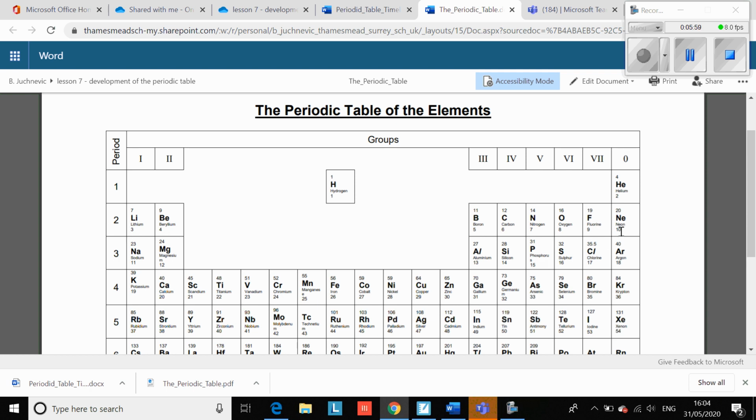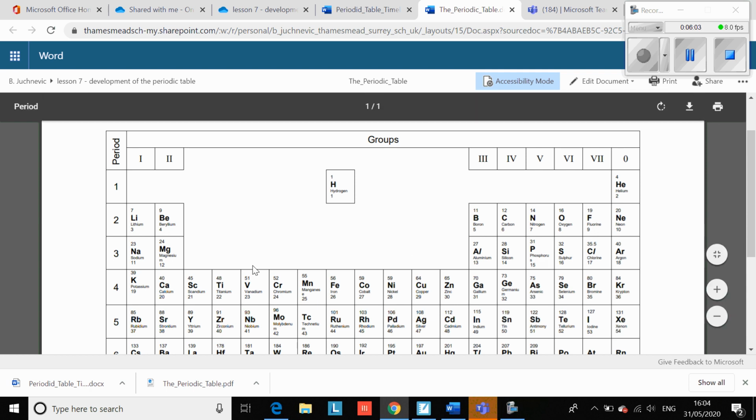For example, we get to 10 here. Why doesn't it just go 11, 12, 13? Why does it then go back here, 11, 12, and then we get to 18? Why does it go back to 19 down here? And then we get to 36 over here. Why does it go to 37 here? Why not just continue on as an endless list?